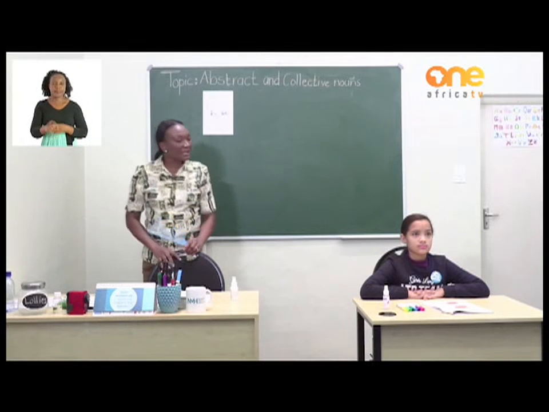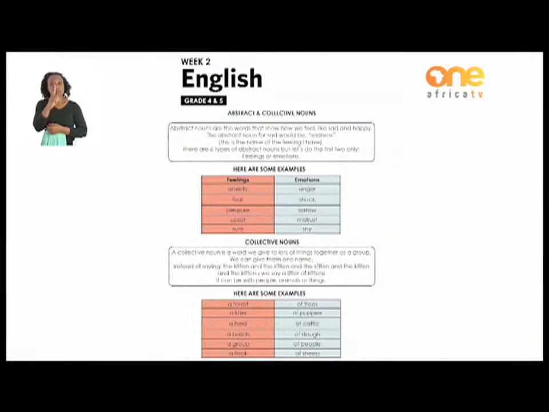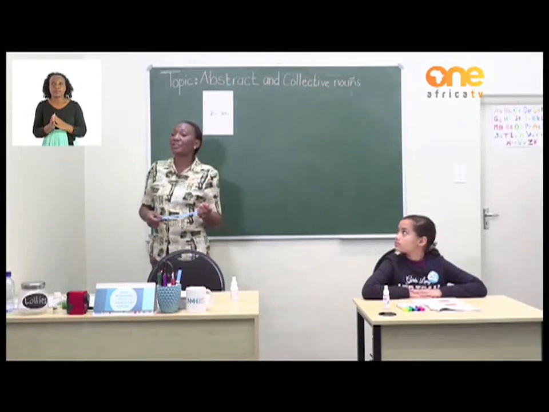Now, in your book, on page 16, we are going to look at a few examples of abstract nouns. Right. Now, a few examples of abstract nouns are anger, shock, sorrow, upset, pleasure, fear. Do you have some examples? I guess those are the few examples that we have for abstract nouns. Do you have any questions? Okay, no question.